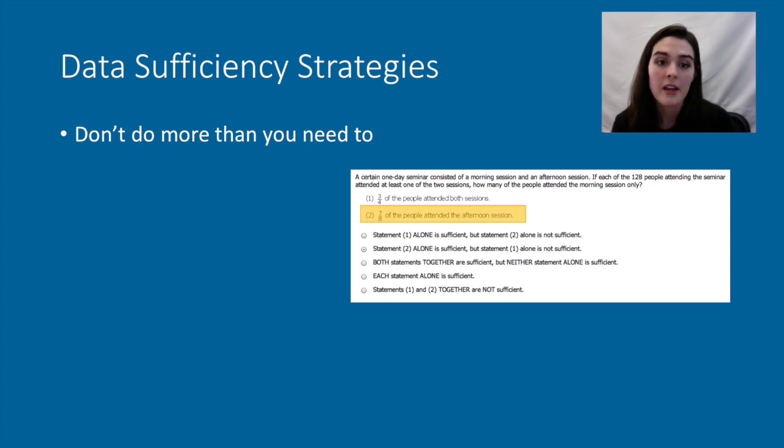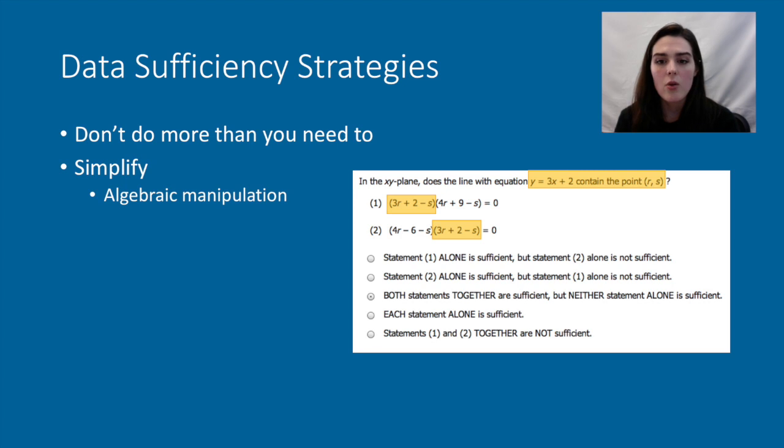All right. Strategy number 2 is to simplify. Now, one of the key ways that we can simplify is using algebraic manipulation. So what does this mean? This means that if you are given an algebraic expression, oftentimes you can turn that into something else that's going to be more useful for you. So let's look at an example.